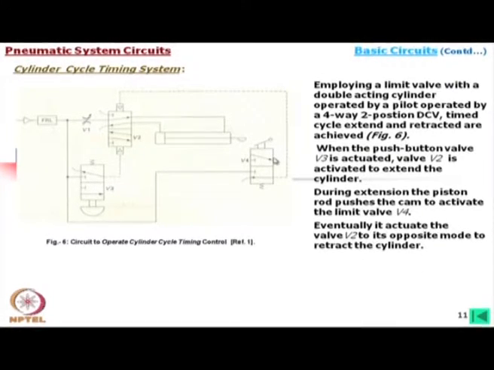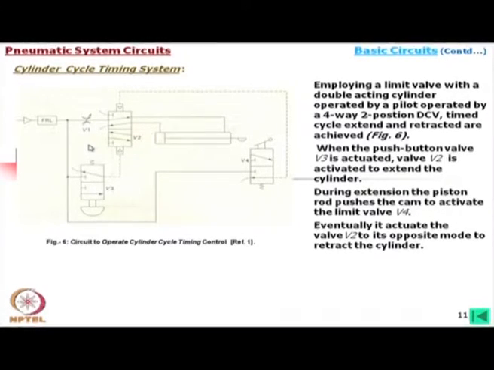Eventually, it actuates the valve V2. So, when it is pushed, then it operates valve V2 to its opposite mode to retract the cylinder. That means we are pushing it. So, some operation is being done, but when it touches, it automatically retracts.